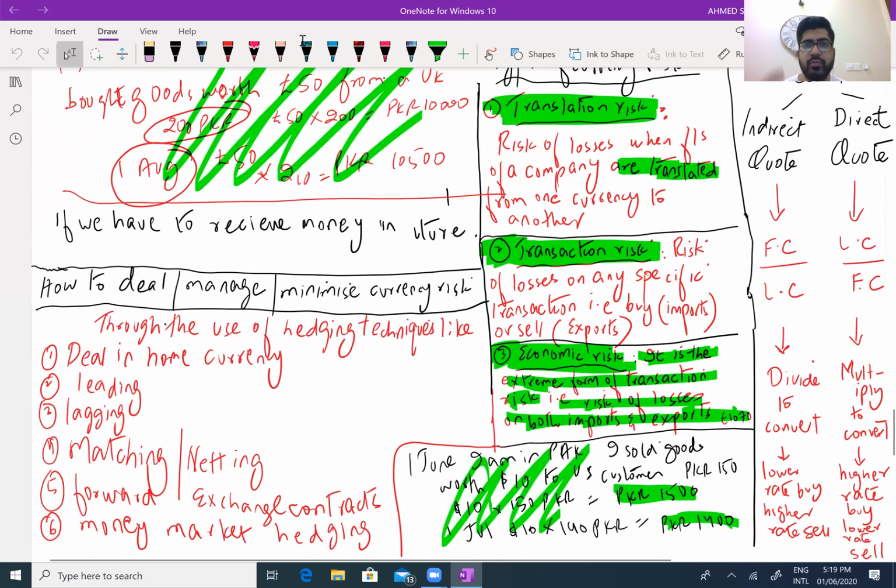Okay, teacher, we have got this concept that currency risk is the risk that currency rates will go up whenever we have to pay, or currency rates will go down whenever we have to receive. There are three types. Translation risk occurs whenever we translate financial statements from one currency to another. Transaction risk is on any specific transaction, and economic risk is the extreme form of transaction risk, a risk on both buying and selling transactions.